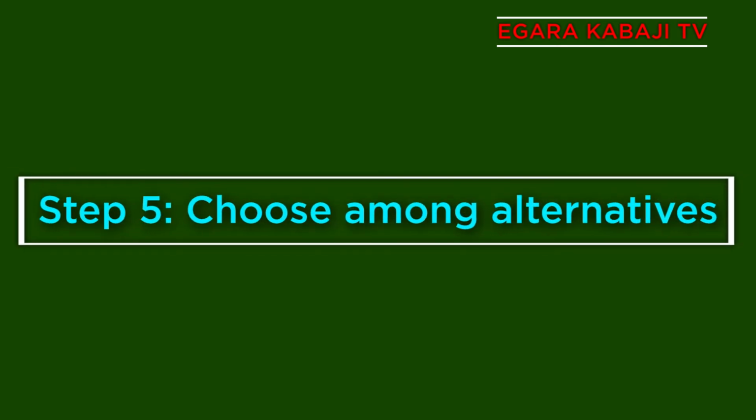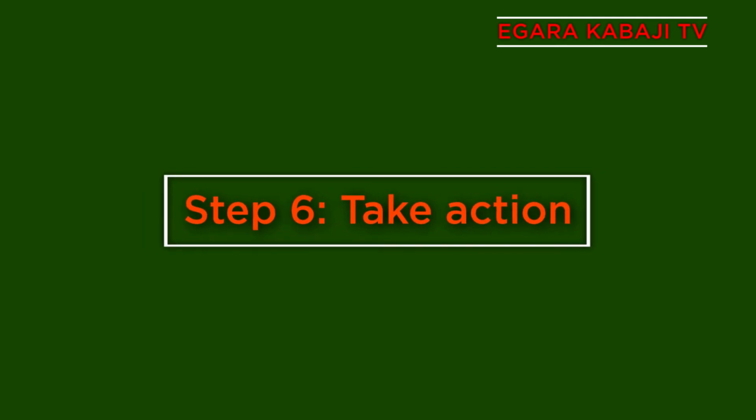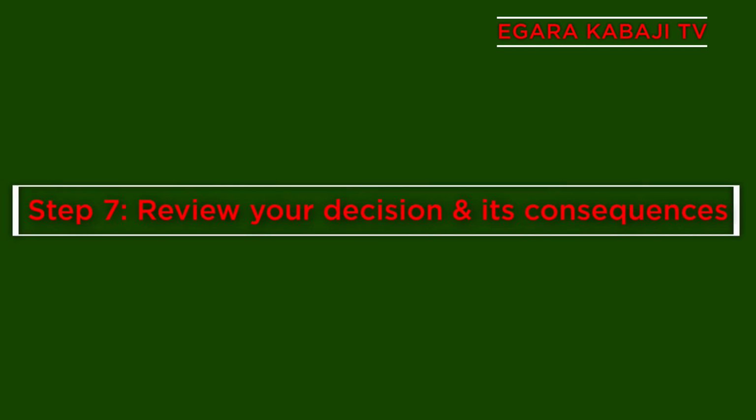Step 5. Choose among alternatives. Once you have weighed all the evidence, you are ready to select the alternative that seems to be best for you. You may even choose a combination of alternatives. Step 6. You are now ready to take some positive action by beginning to implement the alternative you chose in step 5. Step 7. Review your decision and its consequences.